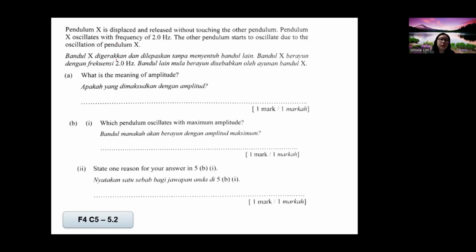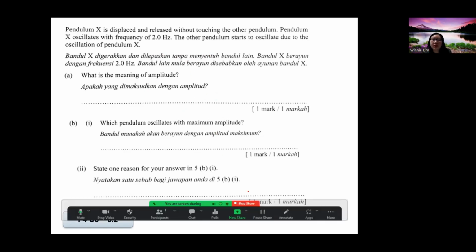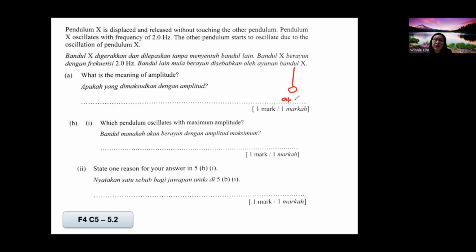Okay, so we see what is the requirement of the question first. Pendulum X is displaced and released without touching the other pendulums, and pendulum X oscillates with a frequency of 2.0 Hz, and the other pendulums start to oscillate due to oscillations of X. What is the meaning of amplitude? Amplitude, you have any oscillating system initially at rest or at equilibrium, that means not moving. Then you will swing the highest. When you swing the highest, this is called maximum displacement from equilibrium.